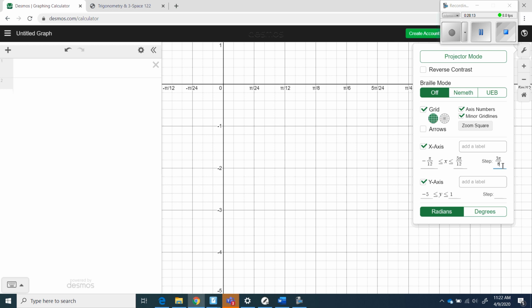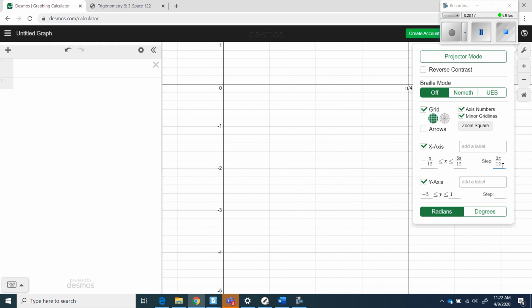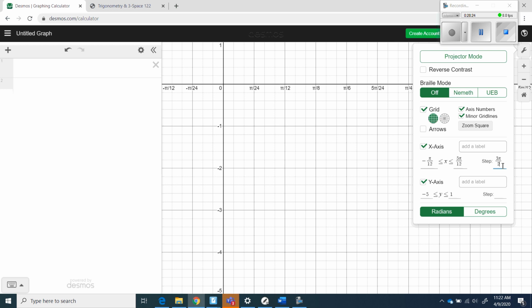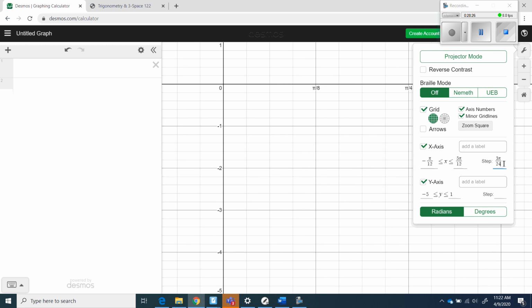I'm not sure it's going to actually put the numbers on that we want. No, it did not. And that wasn't 12 there, that was 24. No. All right, well, I'll show you how we can get around it. So this is all correct.